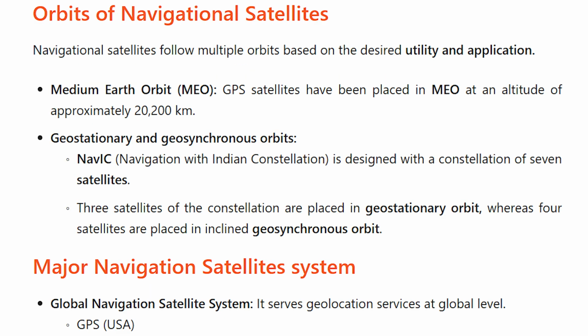Orbits of navigational satellites: navigational satellites follow multiple orbits based on the desired utility and application. Medium Earth orbit: MEO GPS satellites have been placed in MEO at an altitude of approximately 20,200 kilometers. Geostationary and geosynchronous orbits: NavIC, Navigation with Indian Constellation, is designed with a constellation of 7 satellites. 3 satellites of the constellation are placed in geostationary orbit, whereas 4 satellites are placed in inclined geosynchronous orbit.